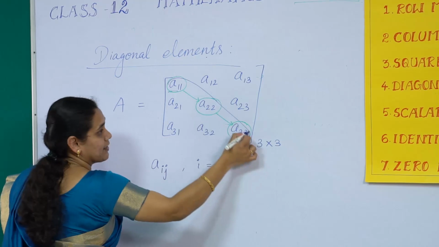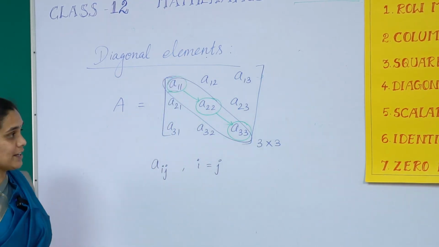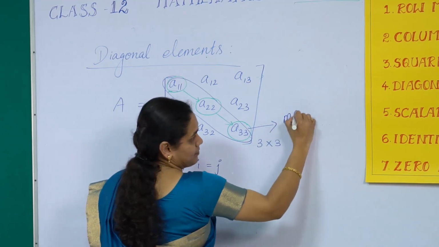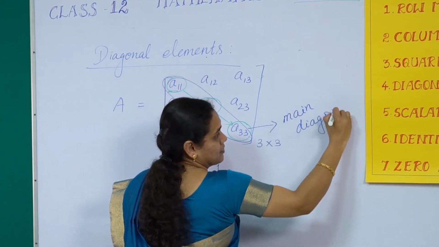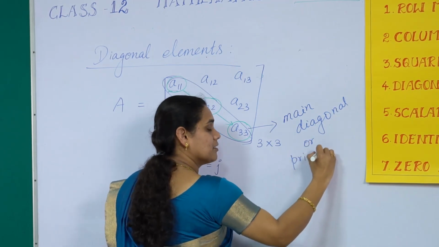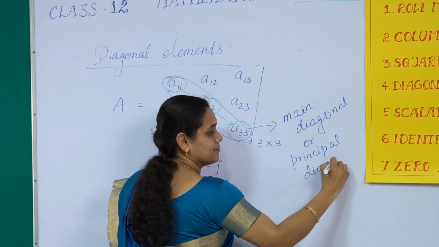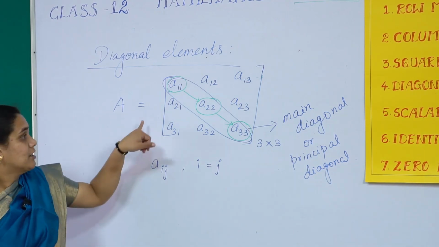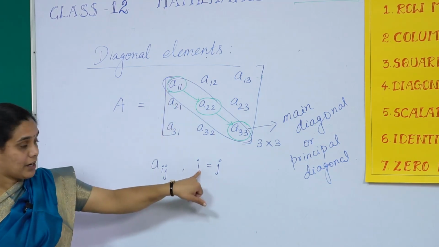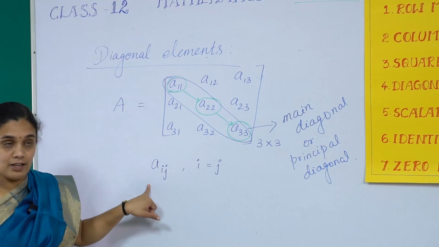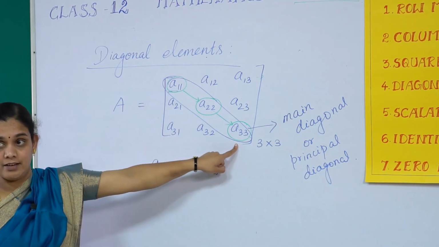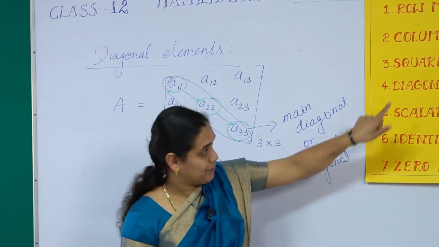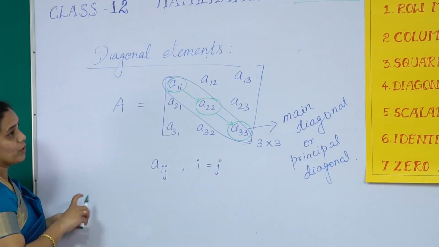These elements are called diagonal elements. And this line is called the main diagonal or principal diagonal. Okay. So how do we define diagonal elements? The elements Aij, where i is equal to j, are called diagonal elements. The line in which the diagonal elements lie is called the main diagonal or the principal diagonal. Okay. We need this definition for the next type, diagonal matrix. Now we'll see what a diagonal matrix is.